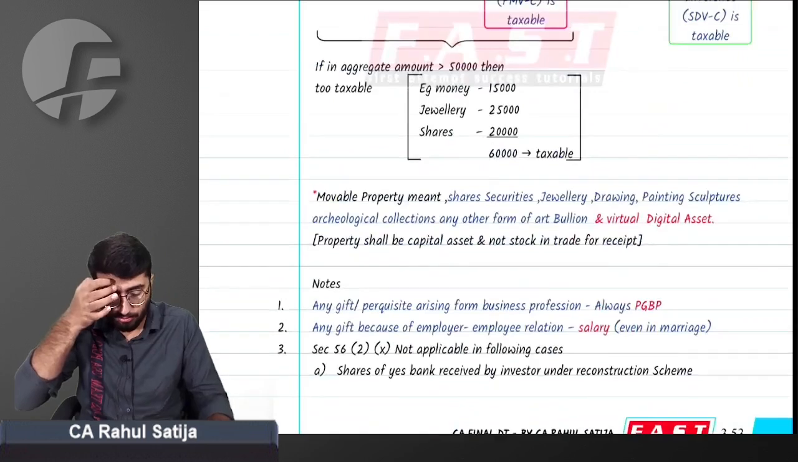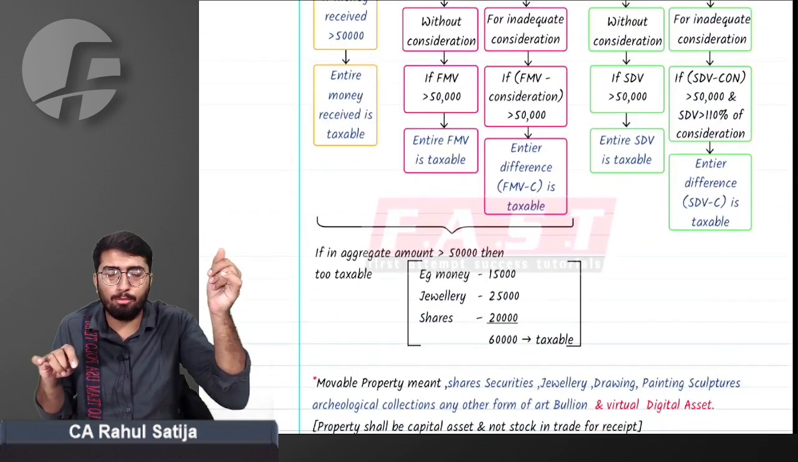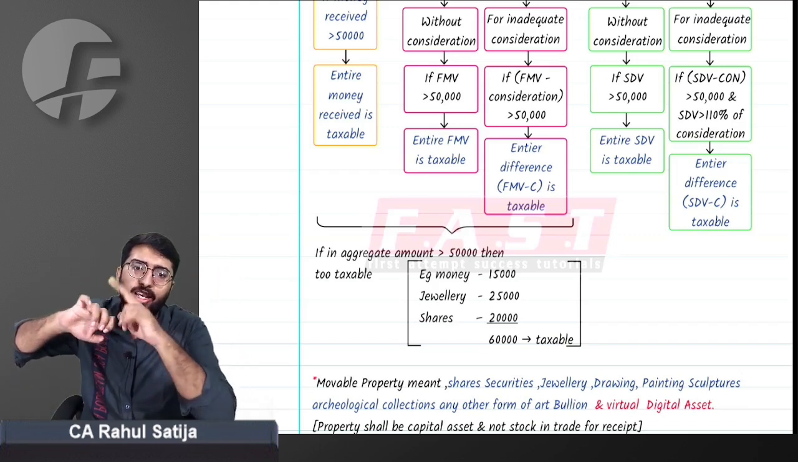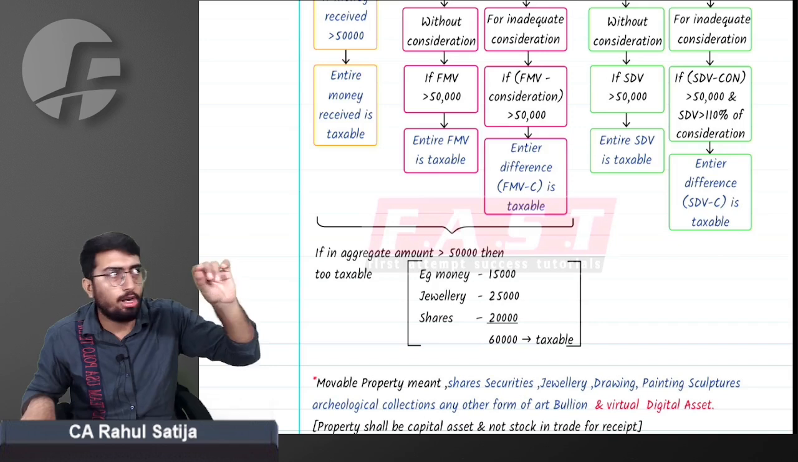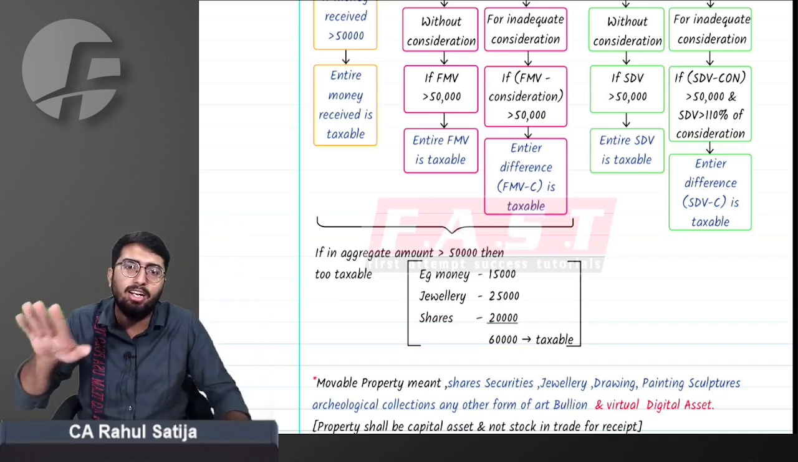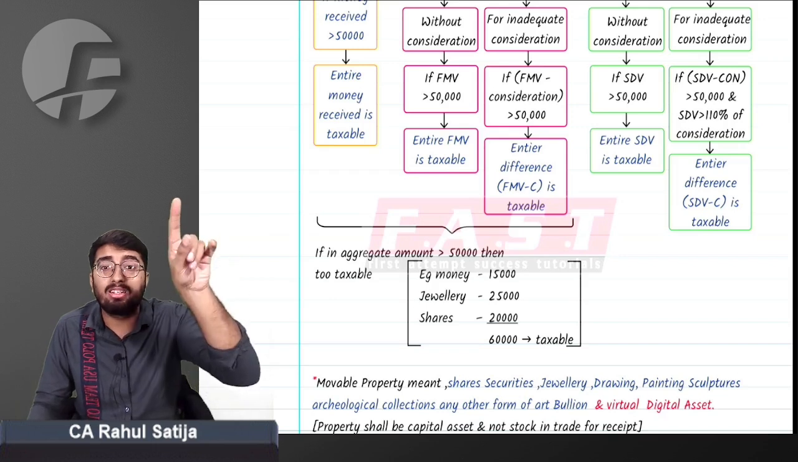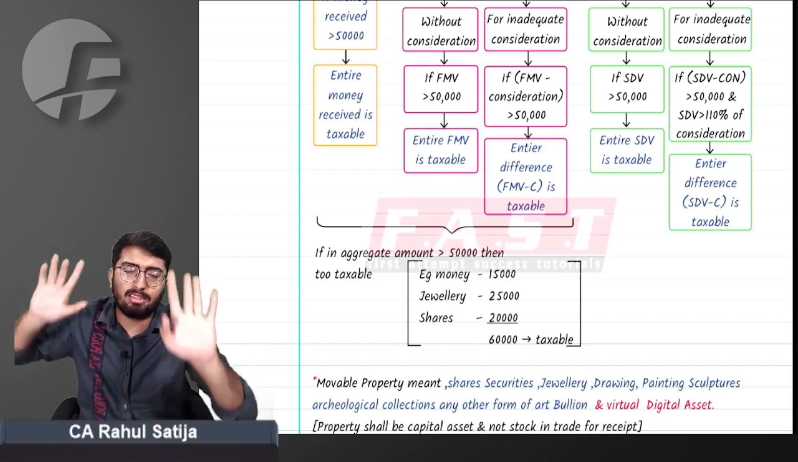Sir, what I said, sir, any money received greater than 50,000 is taxable. Any movable property implies any kind of shares, securities, jewelries, drawing, painting, sculptures, archaeological collection, any other form of art, bullion or virtual digital asset. Any movable property of FMV greater than 50,000 received by me, will it be taxable? Yes, sir, it will be taxable. Any movable property greater than 50,000 FMV, or, sir, received at inadequate consideration, then FMV minus consideration, if greater than 50,000, will be taxable in my hands.